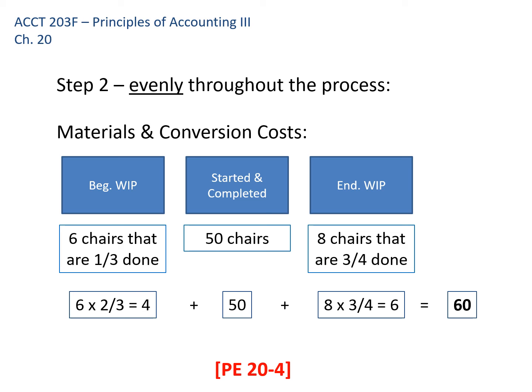Now, the one thing I want to mention to you about how your book will say things in problems quite often is they'll say you had 6 chairs in beginning work in process, and you transferred 56 chairs to the next department. Okay, they'll tell you how many in total went to the next department, and you have to figure out the number 50 for what you started and completed.